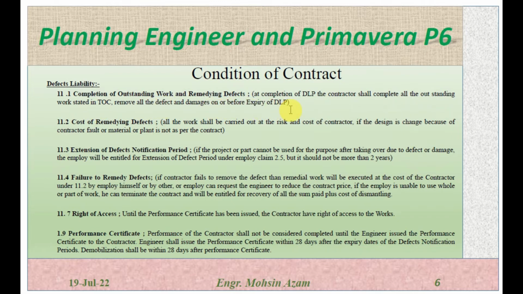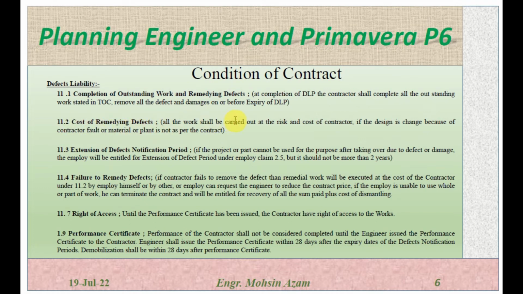So before the expiry of the defect liability period, the contractor has to complete all the outstanding work which was stated in the TOC, and all the defects and damages should be removed before the expiry of the defect liability period. 11.2, cost of remedy of defect.